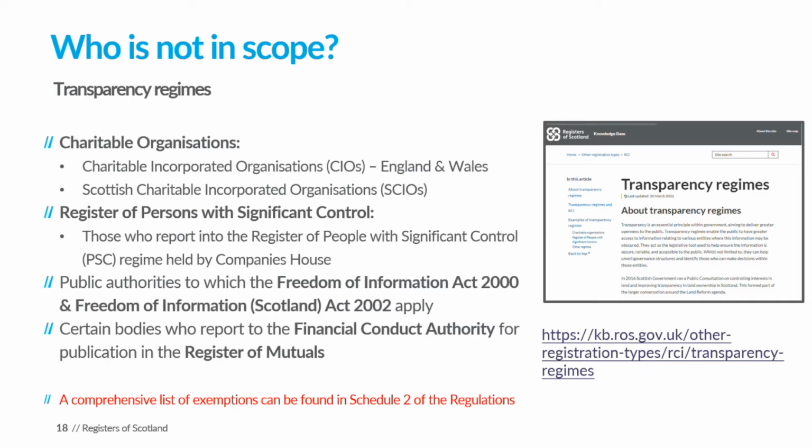But to pull out three of the more obvious examples, you'll be out of scope if you're a Scottish charitable incorporated organisation or a UK equivalent, if you already report into the Register of People with Significant Control regime, which is held by Companies House, and this typically includes UK companies, LLPs, Scottish limited partnerships, etc., or if you're a public body. To find out more about how transparency regimes work in connection with RCI, please visit our knowledge base articles. You'll find these on our website, and the link to the relevant page is on screen.